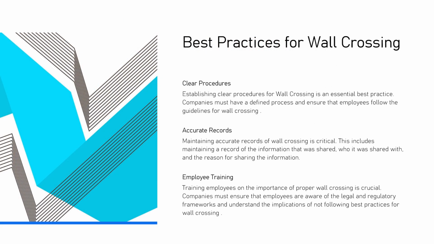Best practices for wall crossing. Clear procedures. Establishing clear procedures for wall crossing is an essential best practice. Companies must have a defined process and ensure that employees follow the guidelines for wall crossing. Accurate records. Maintaining accurate records of wall crossing is critical. This includes maintaining a record of the information that was shared, who it was shared with, and the reason for sharing the information.